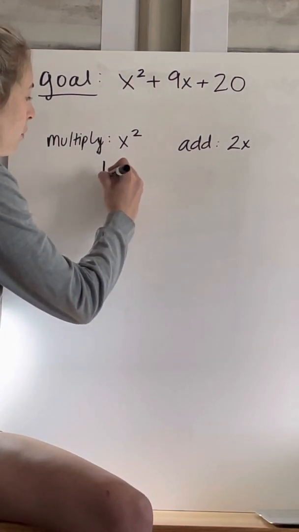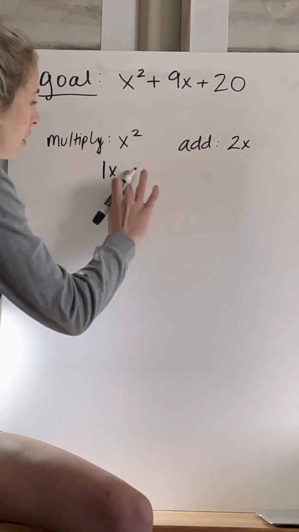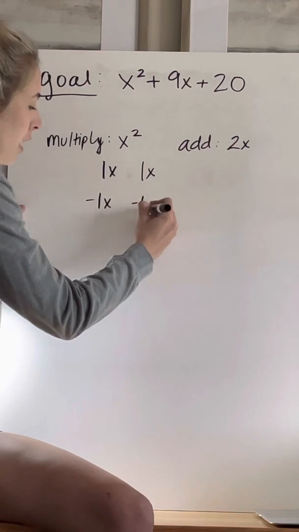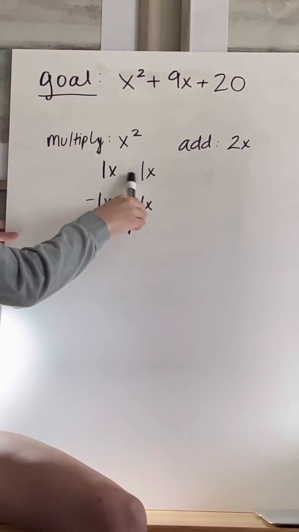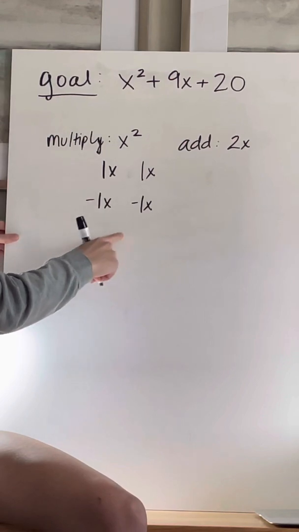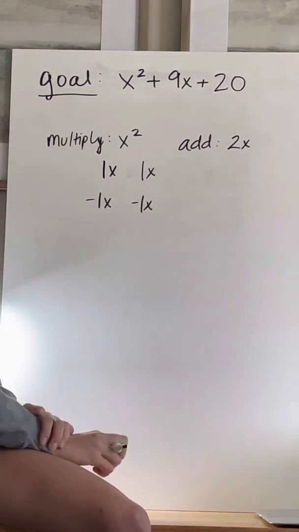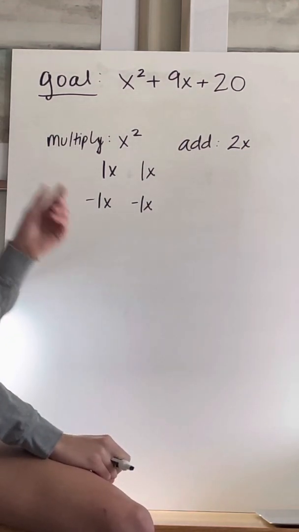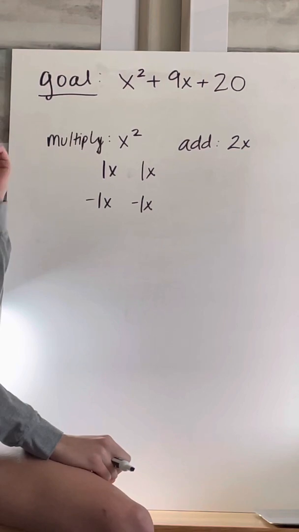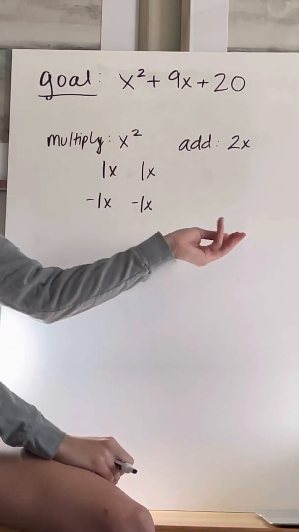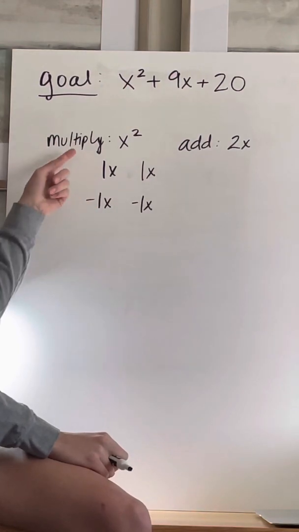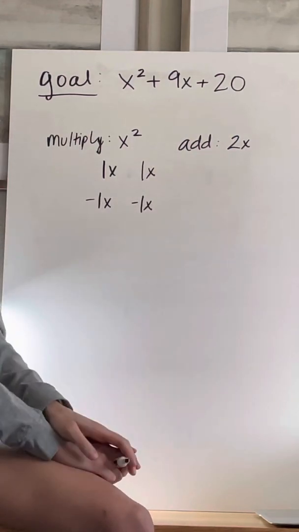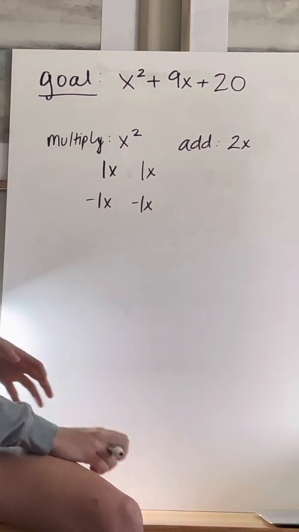So we have 1x and 1x, or negative 1x and negative 1x, right? Because this will give us x squared and this will give us x squared. Okay, so we have 2 options, and now we need to see which of these 2 will allow us to add to get 2x. They both work for multiplication, but only one of them is going to work when we add to get a positive 2x.